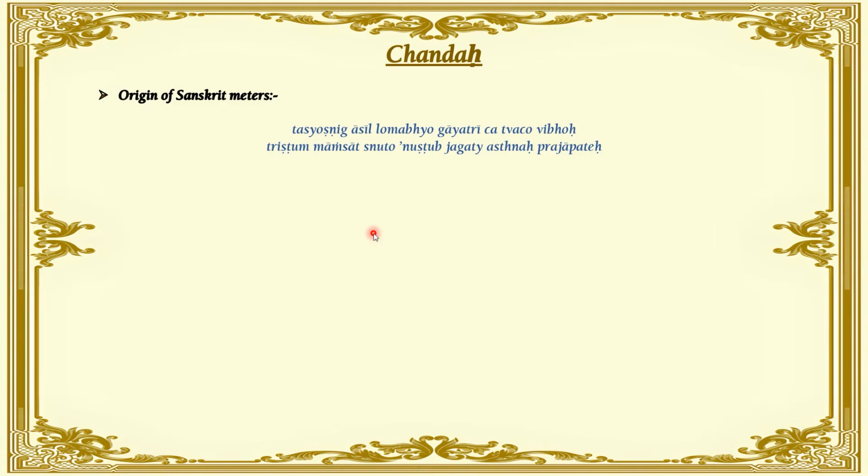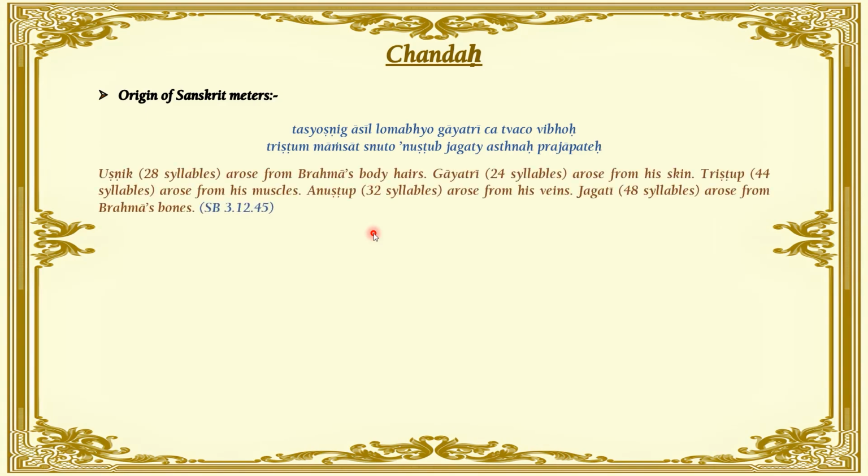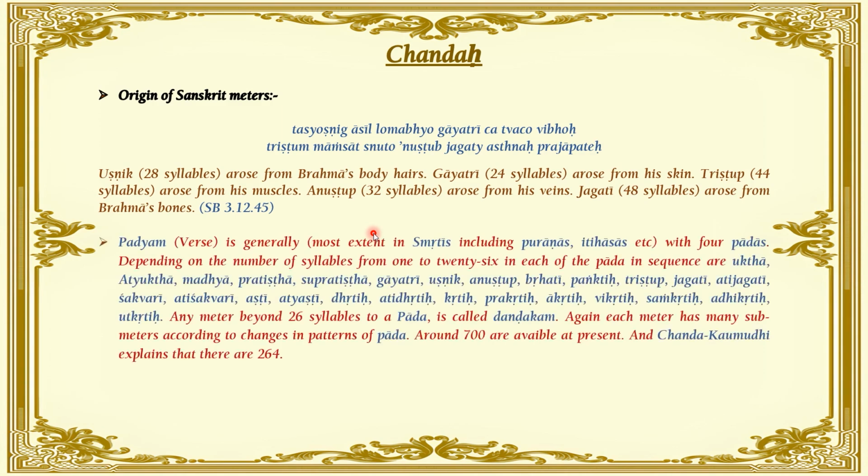That is how it is explained that the Ushnik meter arose from Brahma's bodily hair, and Gayatri came from the skin. Trishtup arose from his muscles, Anushtup from his veins, and Jagati from his bones. Of course, he is not the creator; that is how it got manifested. Everything came from Bhagavan, but he was the manifesting potency. There are 28 syllables, as you can see, and 12 syllables which are there. We will see it in the next slide.